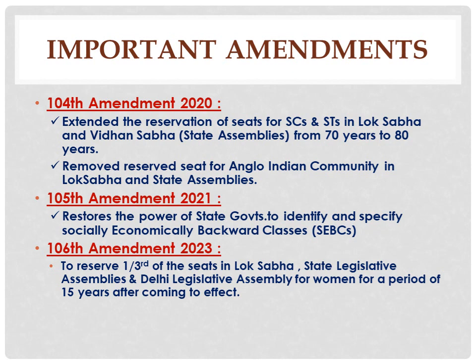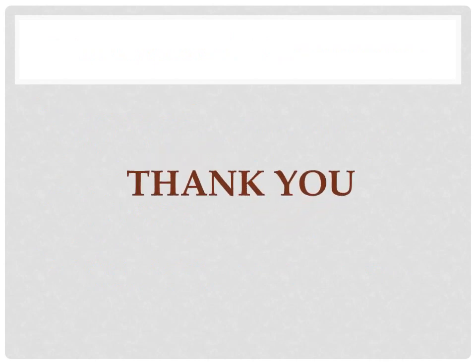And the last amendment, which was made in September 2023, is the 106th Amendment. As per this amendment, 1/3 of the seats in Lok Sabha, state legislative assemblies and the Delhi Legislative Assembly are reserved for women for a period of 15 years after it comes into effect. So those are the important amendments and their details.